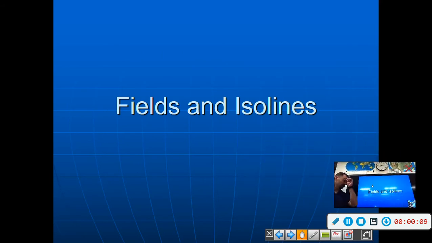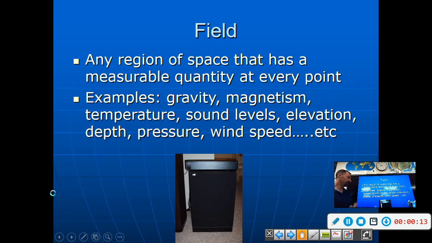Okay, so fields are any measurable quantity in science. So if we map out an area with some sort of levels of temperature as an example, we could put thermometers around this room, get the temperature at each point, and make a field map. Okay, so fields are the actual measurable quantities.